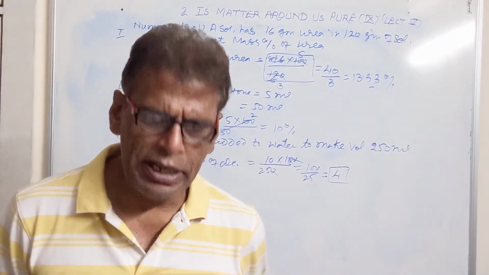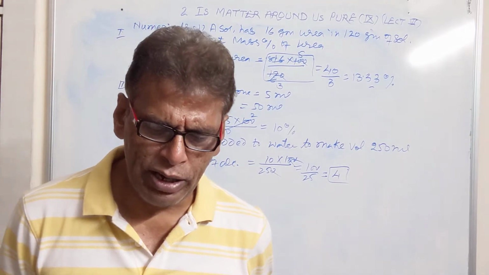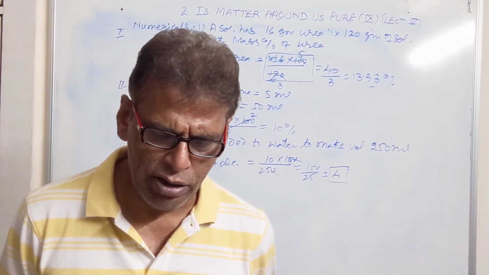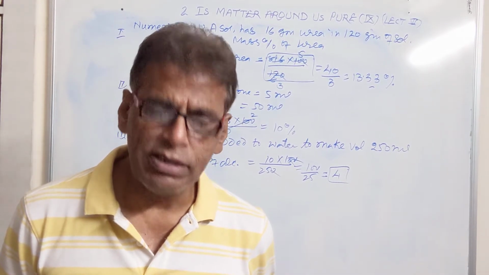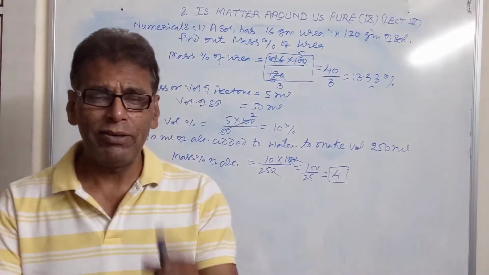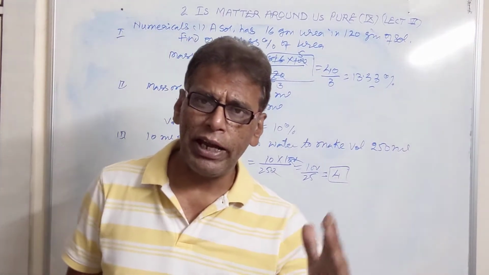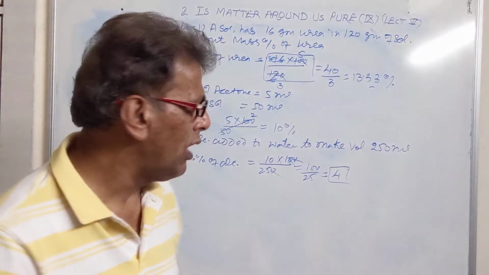A solution contains 40 gram of NaCl in 320 gram of water. Calculate its concentration. Now the total mass of the solution is not given. We have 320 gram of water and 40 gram of NaCl.